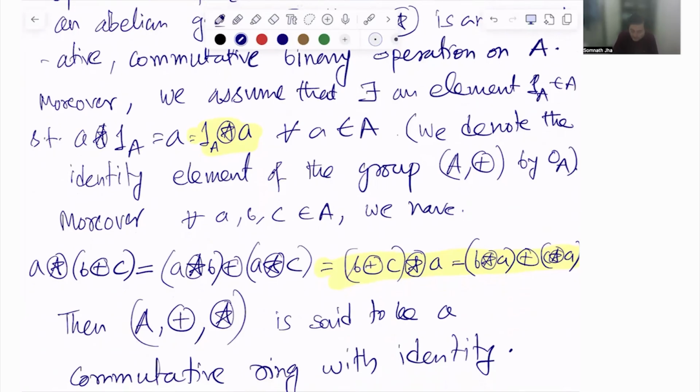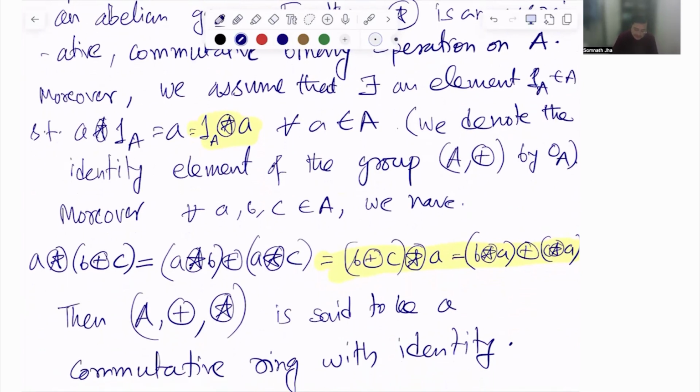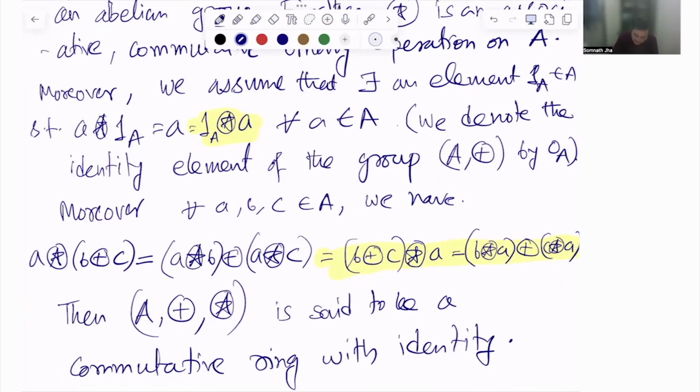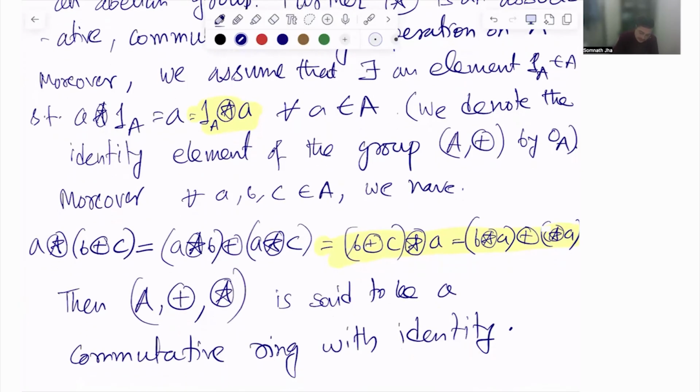So a ring means first you have an abelian group, and there is another operation defined on it. Let's say we call it multiplication or star, so that with respect to star, it is associative, commutative, and there is an identity element. Moreover, star distributes over addition. Then we call it a commutative ring with identity. Sometimes some books might have rings without the concept of identity, but we'll not deal with this. It's common to have an identity.